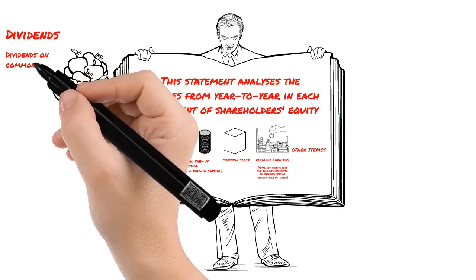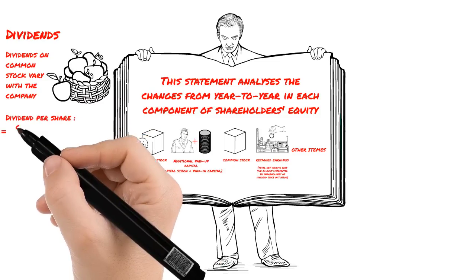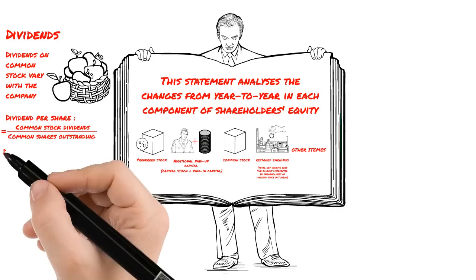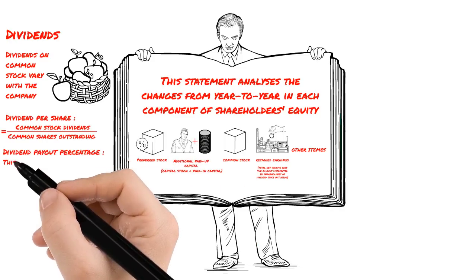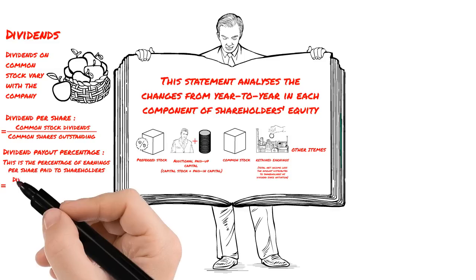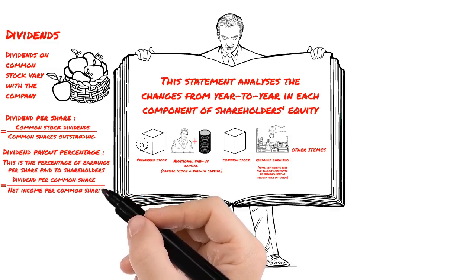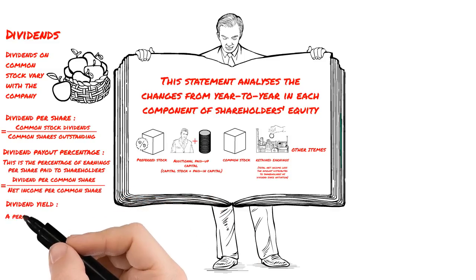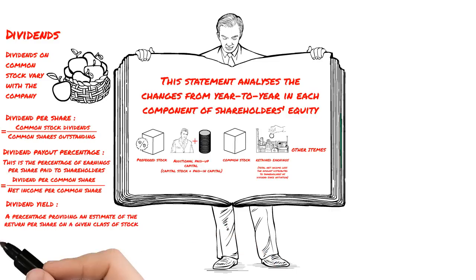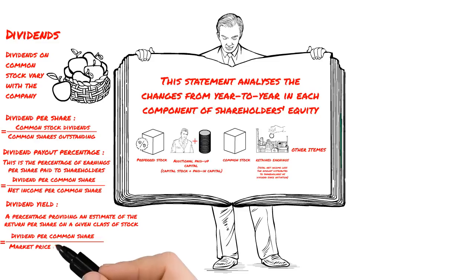Dividends. Dividends on common stock vary with the company. Dividend per share equals common stock dividends divided by common shares outstanding. Dividend payout percentage is the percentage of earnings per share paid to shareholders. Formula equals dividend per common share divided by net income per common share. Dividend yield is a percentage providing an estimate of the return per share on a given class of stock. Formula equals dividend per common share divided by market price of common stock.